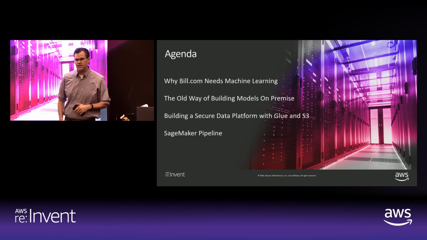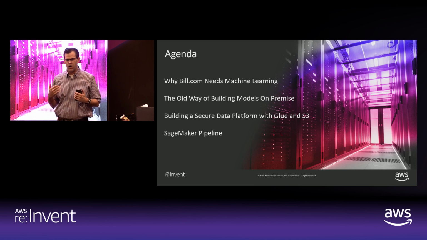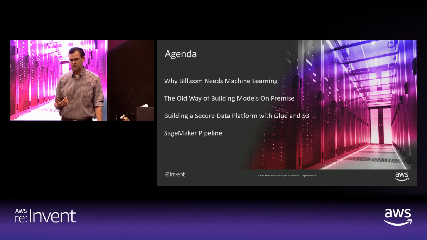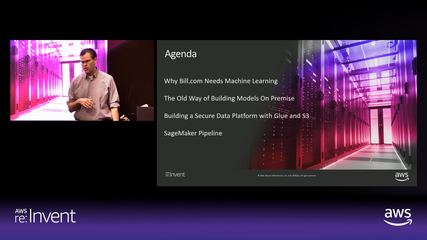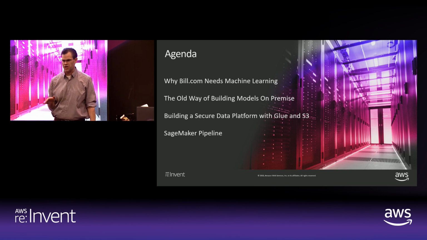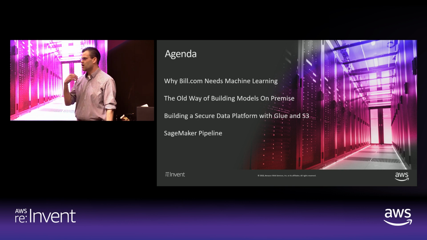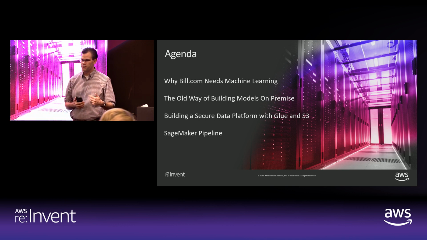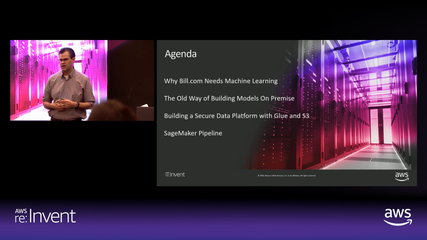Great. So the agenda today is we're going to essentially talk about why we need machine learning. You're just a bill payments company. Why is machine learning important? What is the Bill.com use case? We're going to go through the old ways, how we sort of did machine learning in the past on-prem, and then how we built the secure data lake inside of AWS. And then we're going to go through our SageMaker pipeline as well.